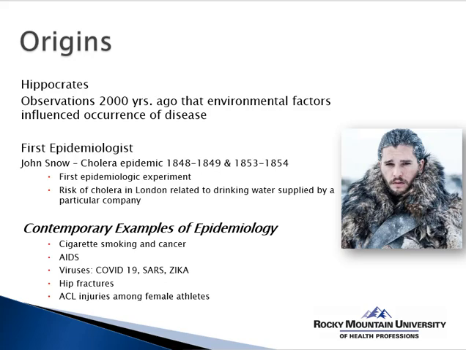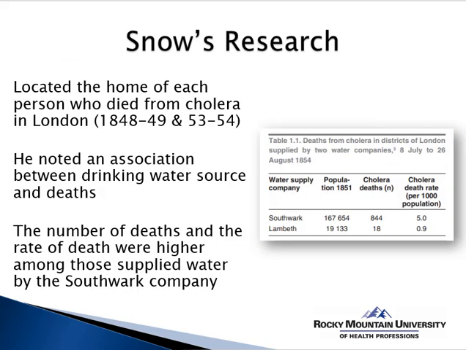So Hippocrates observed 2,000 years ago that environmental factors influence the occurrence of disease. So that is some of the earliest known origins of epidemiology. It wasn't called epidemiology at that time, obviously. The first epidemiologist, John Snow, conducted the first epidemiologic experiments and was looking at risk of cholera in London related to drinking water supplied by a particular company. So let's forward to the next slide here.